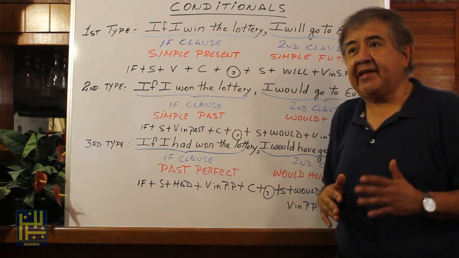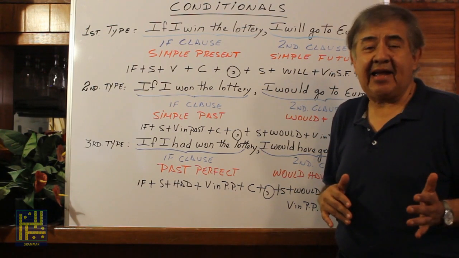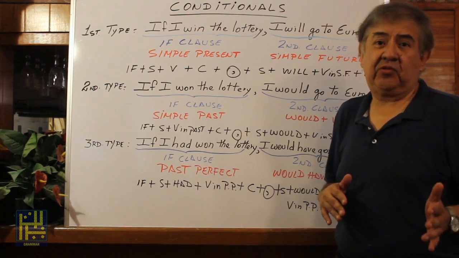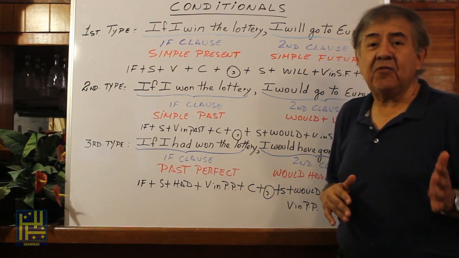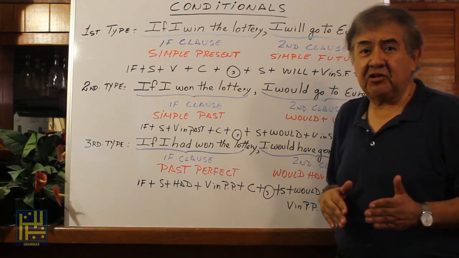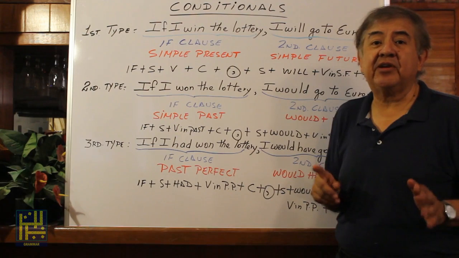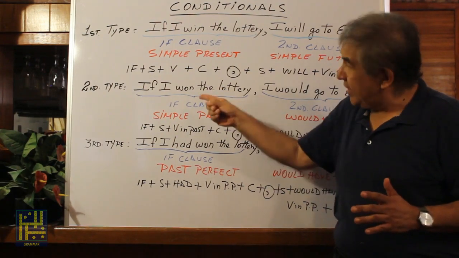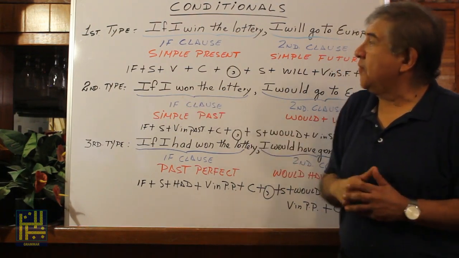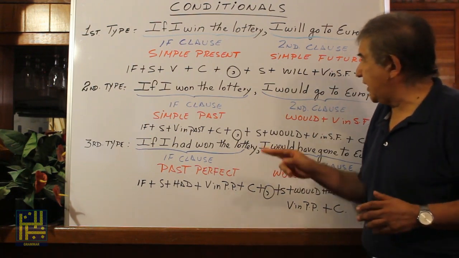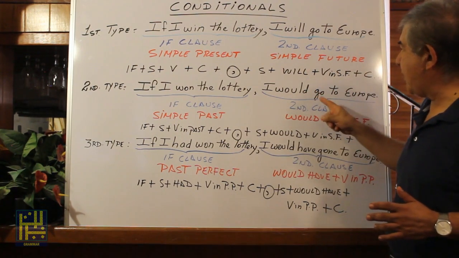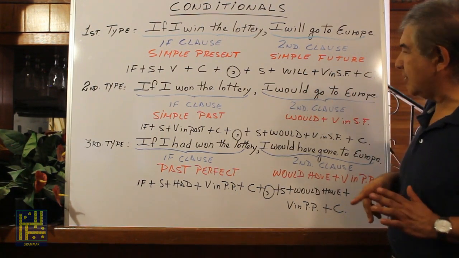But the point here is that in Spanish, si yo ganara is el modo subjuntivo del español. And this form doesn't exist in English. So the equivalent is the simple past. So you have to be very careful when you translate this sentence into Spanish from the second type of conditionals. Okay? And here, because we have I would go to Europe, that is the second clause.